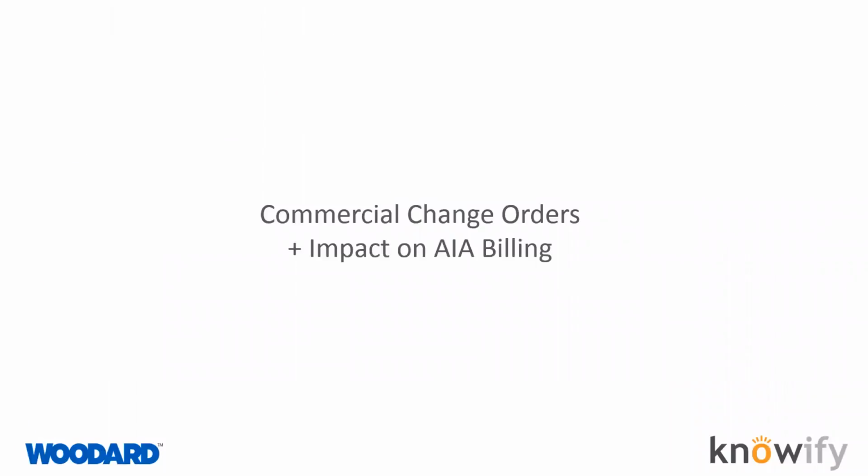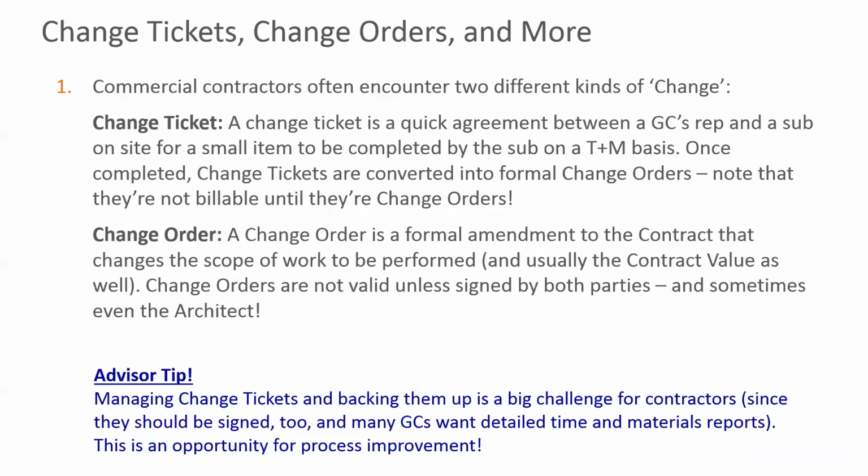Okay, so let's talk about change orders, because this can really introduce some interesting curveballs into the AIA billing process. Commercial contractors often encounter two different kinds of change. They encounter change tickets, and a change ticket really is just a guy on site, let's say your foreman, along with the GC's project manager or a super, and they see, for example, trade damage somewhere, and they want you to fix it quickly. You'll agree to a change ticket with them to do that work, usually small scopes of work, and you'll agree to do it on a time and materials basis.